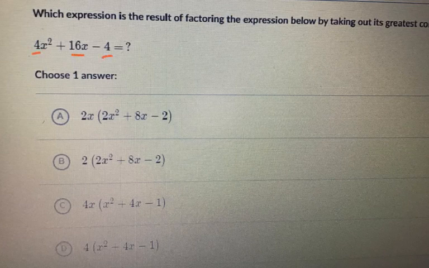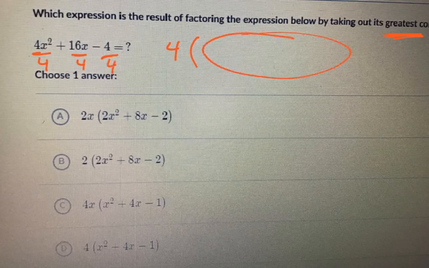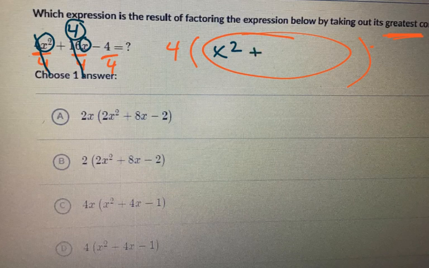If you look at the numbers, do you agree they all can divide by 4? Yes, they all divide by 2, but that's not big enough. You want the biggest, the greatest common factor, which is 4. One way to do it is you could divide everything by 4. Whatever's left over is going to go in your parentheses. As you can see here, the 4 cancels out. I'm left with x squared. 16 divided by 4 is 4, so I'm left with 4 times x, which is 4x.